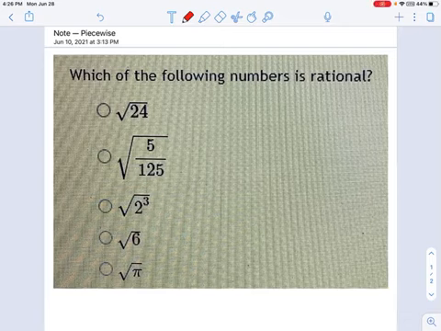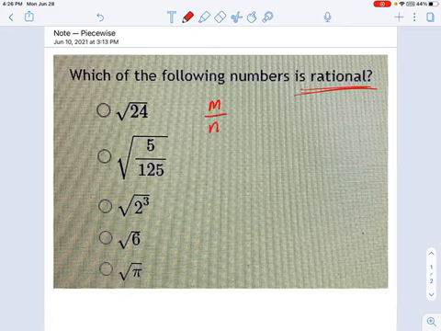In this question, we're asked, which of the following numbers is rational? It really helps if you know what rational means before you try to answer this question. Rational in mathematics means it's some number divided by another number.